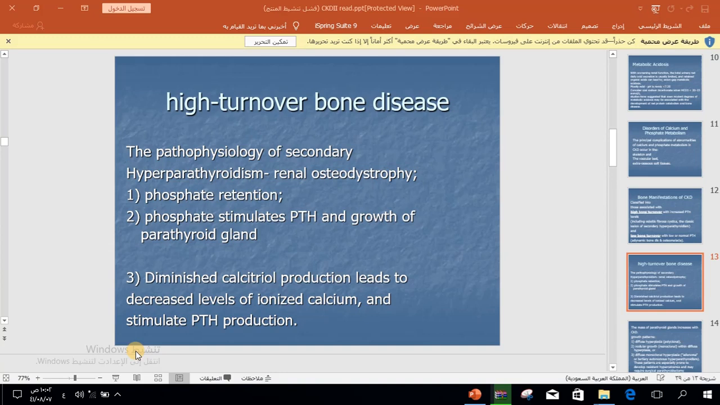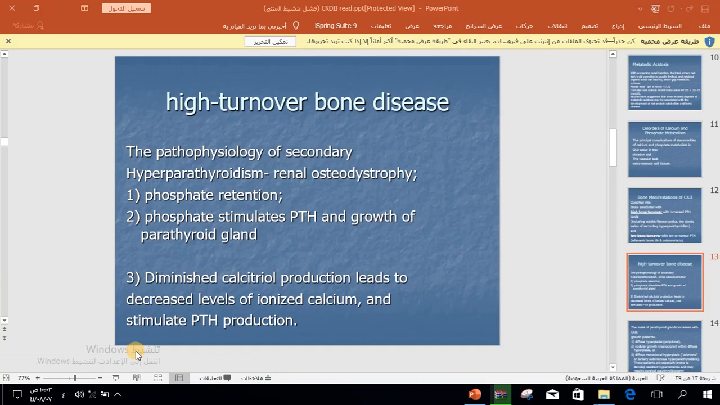Parathyroid hormone is the hormone secreted by 4 parathyroid glands behind the thyroid gland. Its main function is keeping normal serum calcium. On the surface of these 4 glands, we have calcium sensing receptors, which measure calcium in the blood, and once the calcium is high, parathyroid hormone secretion decreases, and once the calcium is low, the parathyroid glands are activated and secrete more parathyroid hormone to keep it high or normal.